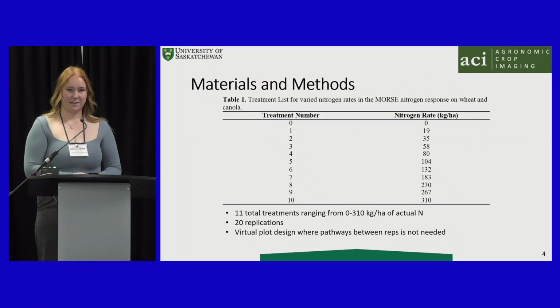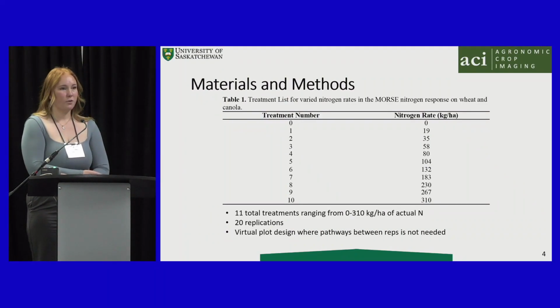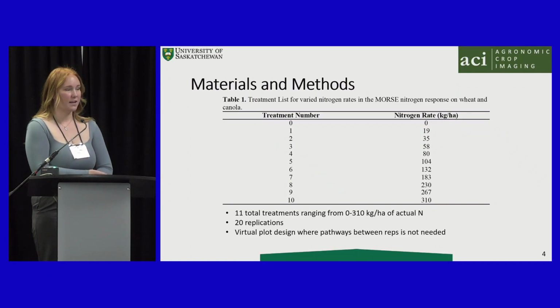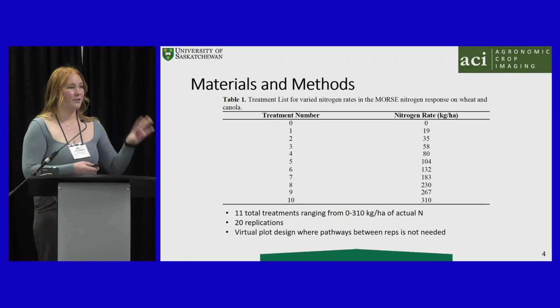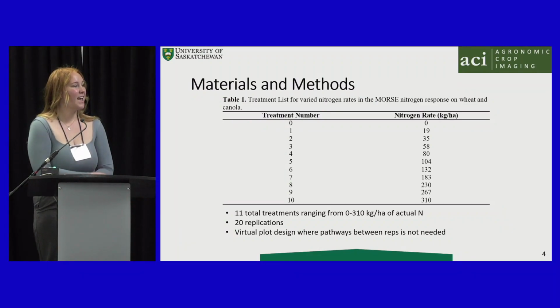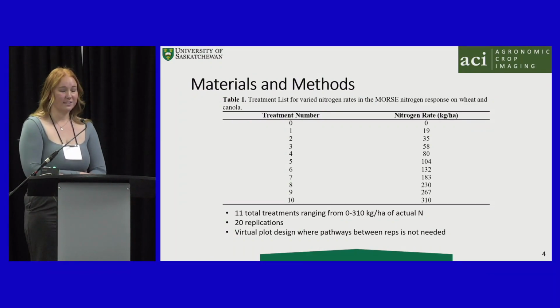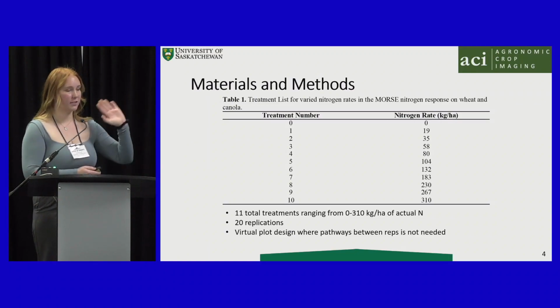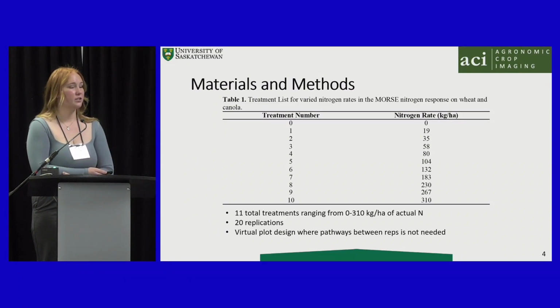So my materials and methods. For this trial, there was a total of 11 treatments, varying from 0 to 310 kilograms per hectare of actual N, which were replicated 20 times across the field for a total of 220 plots in my one site. And there's also a virtual plot design for this trial, as you saw on the first title slide, where there is no pathways between the replications.